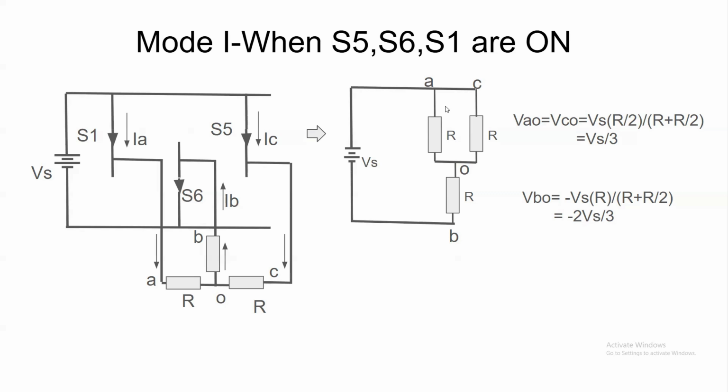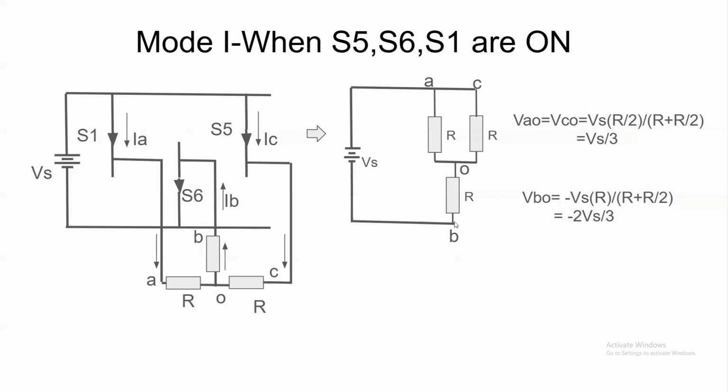Since the current is flowing from A to O and C to O, the voltages VAO and VCO can be written as Vs into R by 2. Since these two resistors are in parallel, the equivalent resistance of these two resistors will be R by 2. So we can use the voltage division rule to calculate the voltage VAO and VCO: Vs into R by 2, that is the equivalent resistance of these two terminals, divided by the sum of the resistance, that is R plus R by 2. This gives the voltages VAO and VCO as equal to Vs by 3.